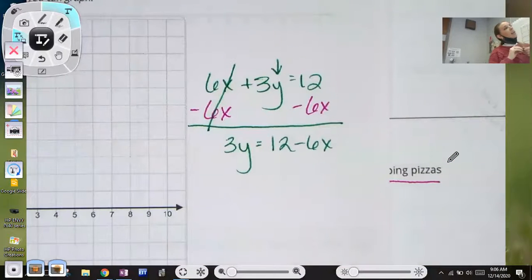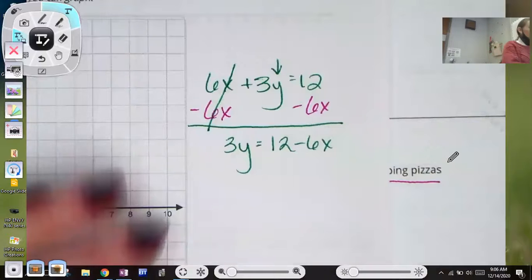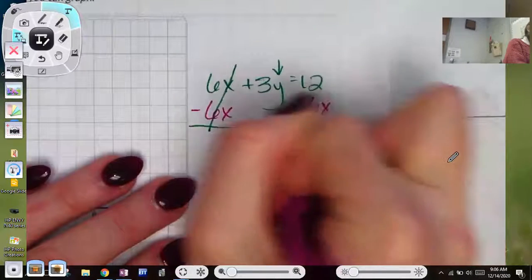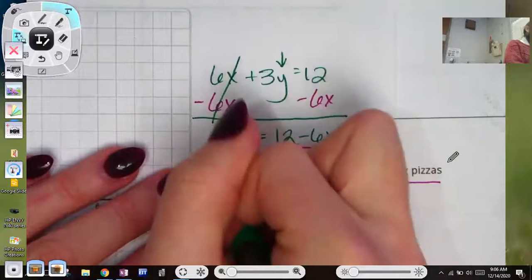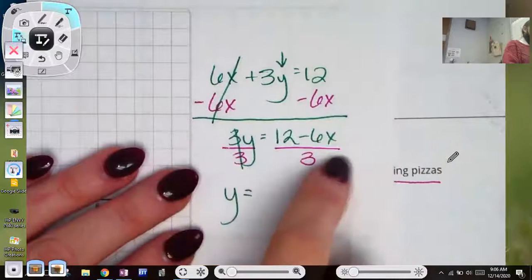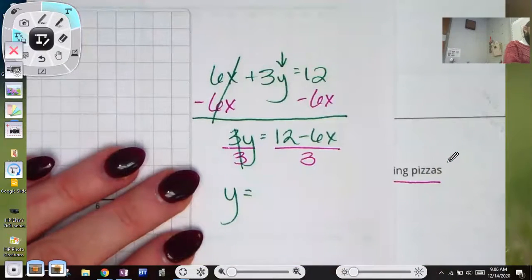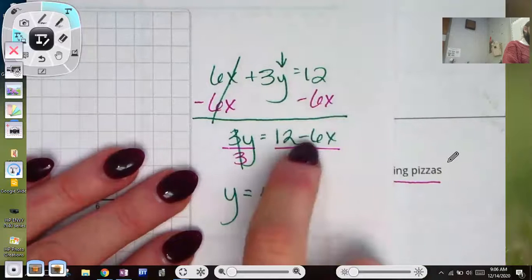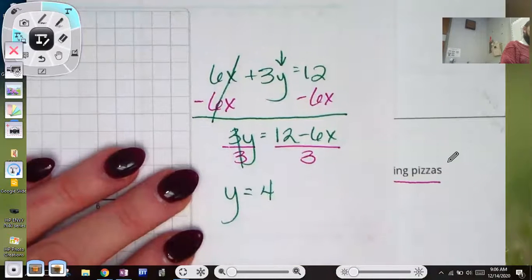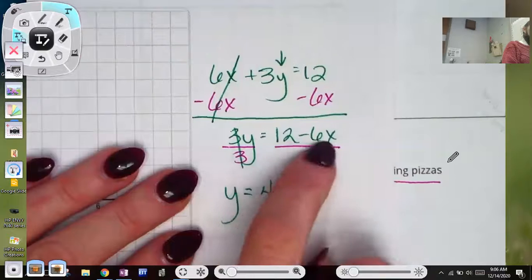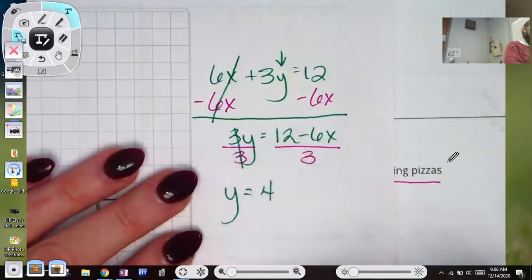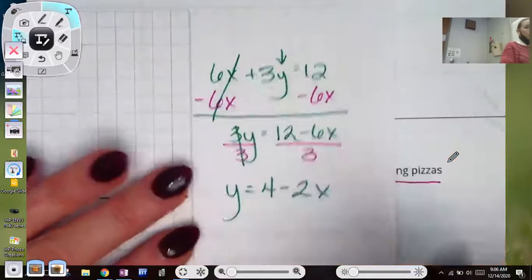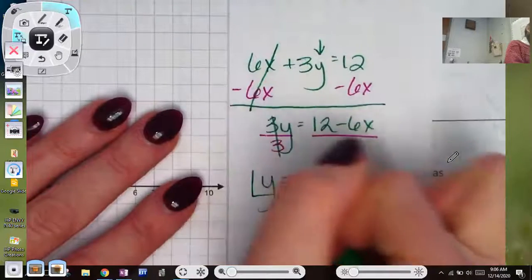All right. How do I get that y by itself? Divide by 3. Those 3's cancel. What's 12 divided by 3? 4. What's -6 divided by 3? What's 6 divided by 3? 2. A negative divided by a positive is a negative. So -2. Bring down my x.